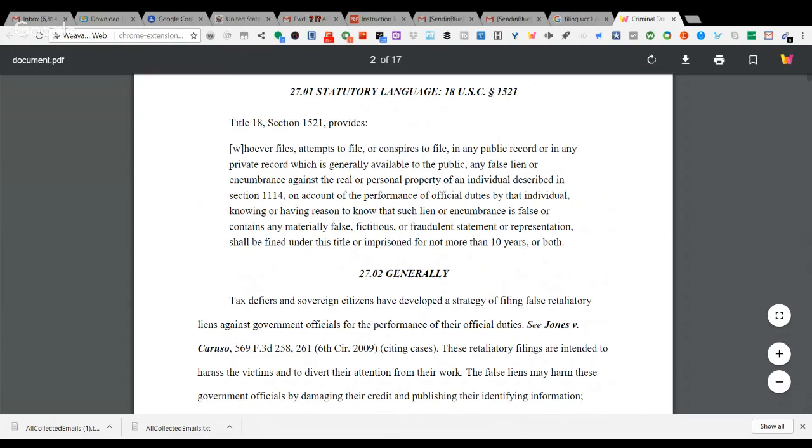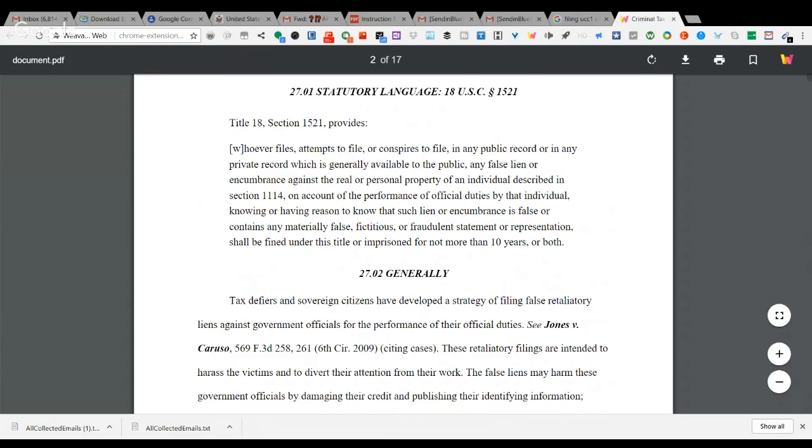shall be fined under this title or imprisoned for not more than 10 years or both. Tax defiers and sovereign citizens, again, have developed a strategy of filing false retaliatory liens against government officials for the purpose of their official duties. These retaliatory filings are intended to harass the victims and to divert their attention from their work. The false liens may harm government officials by damaging their credit or publishing or identifying their information.